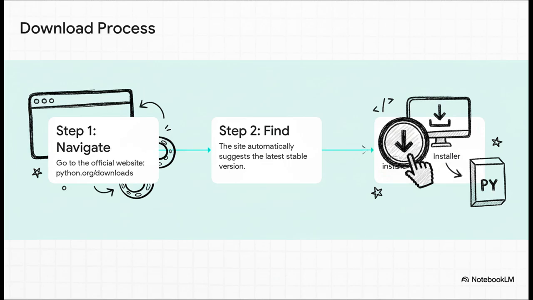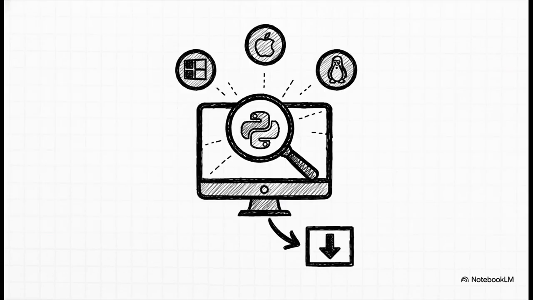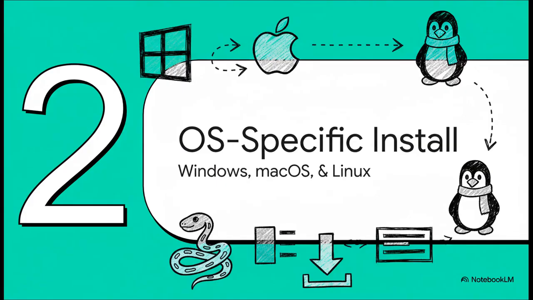The website is smart. It'll see what kind of computer you're on and suggest the perfect version for you right on the homepage. Just look for that big download button and give it a click. This automatic detection is such a nice little feature. It just takes all the guesswork out of it. You don't have to scroll through a long list wondering which file is right for you. Windows, Mac, Linux. It just knows. Super helpful. Okay, so you've got the file downloaded.